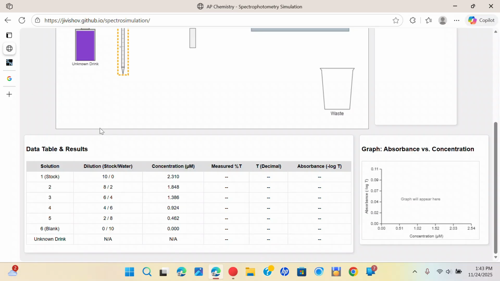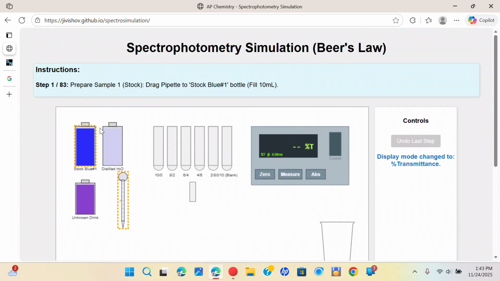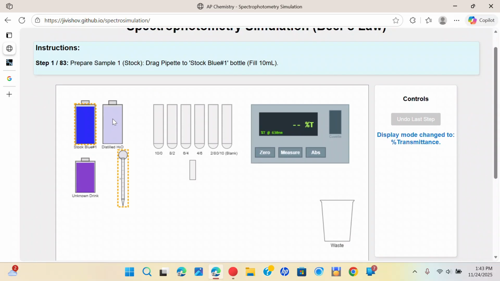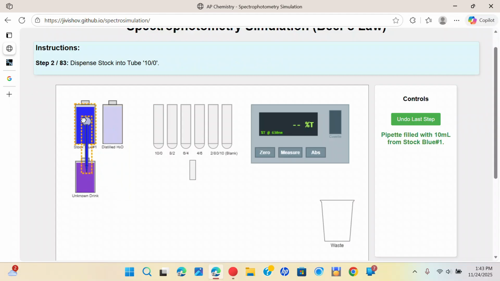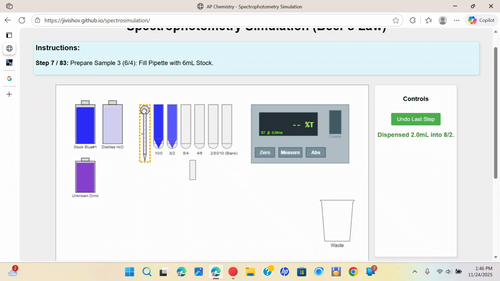now let's begin our experiment. I'll show you the demonstration. So first, it says prepare a sample, the stock solution. Fill the first tube with the complete stock solution, 10 milliliters, and then fill tube 2 with 8 milliliters. Fill tube 2 with 2 milliliters of water. We're diluting the solutions that we're making.